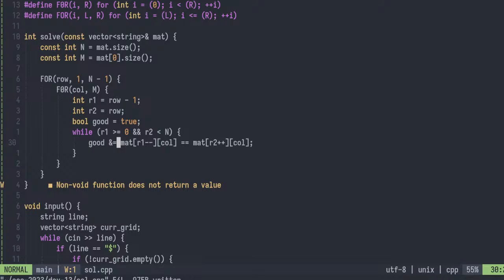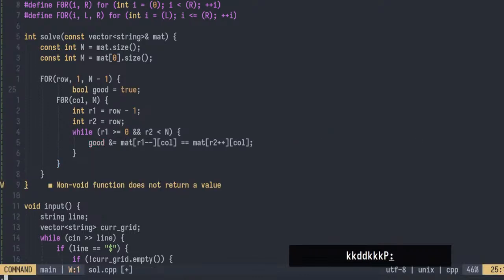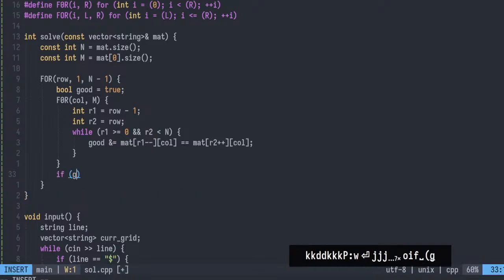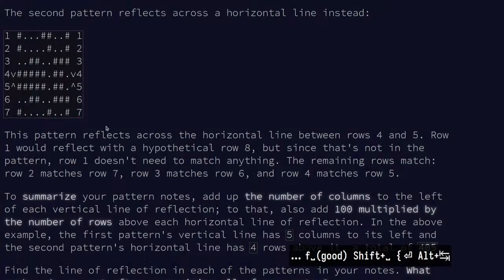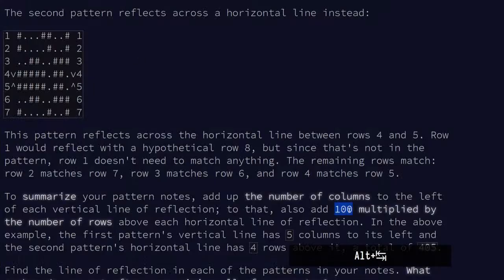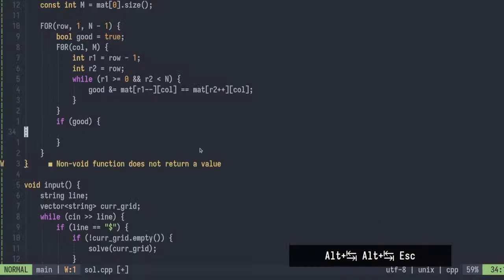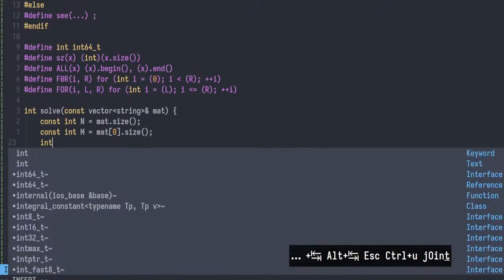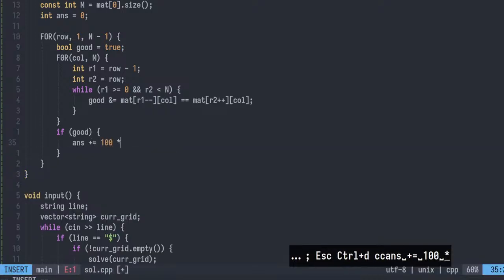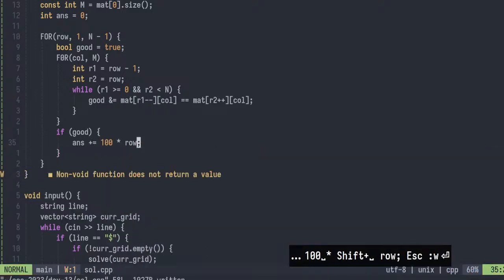I think this should go here, and if good, then the number of rows above this horizontal line is simply row, and we need to add a multiplication factor of 100 for it. So let's do that. Answer is 0. Answer plus equals 100 times number of rows above it.